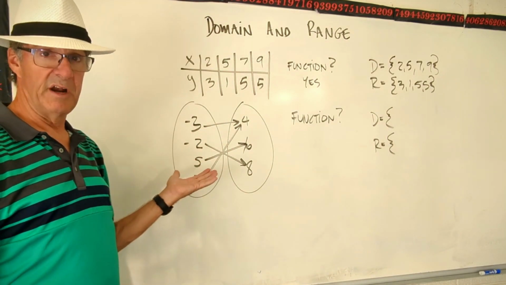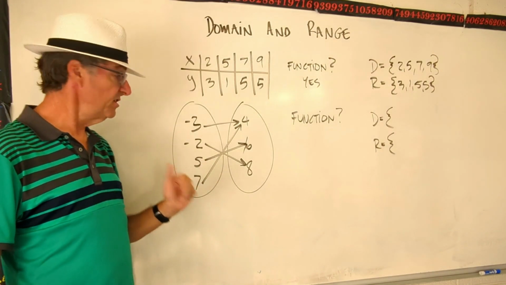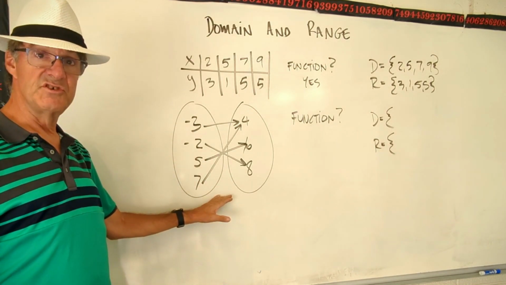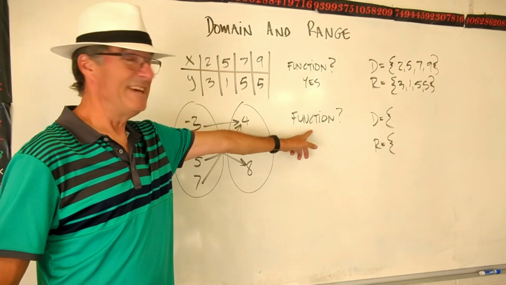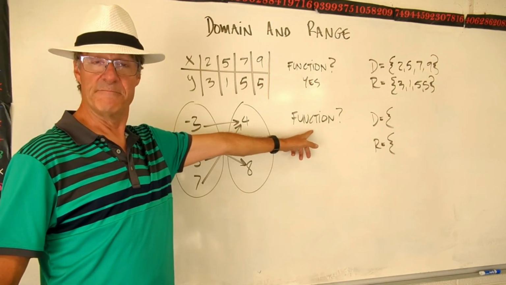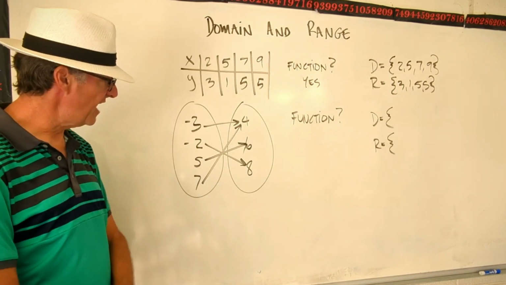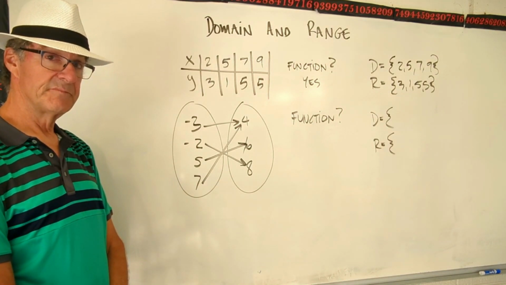Okay. Here is another relation. It's making ordered pairs, so we're not yet saying whether it's a function. I'm using the mapping diagram to do that. So what I want you to do is pause the video and answer this question. Is it a function or not? Okay, so pause the video, take a close look at that, and answer the question.